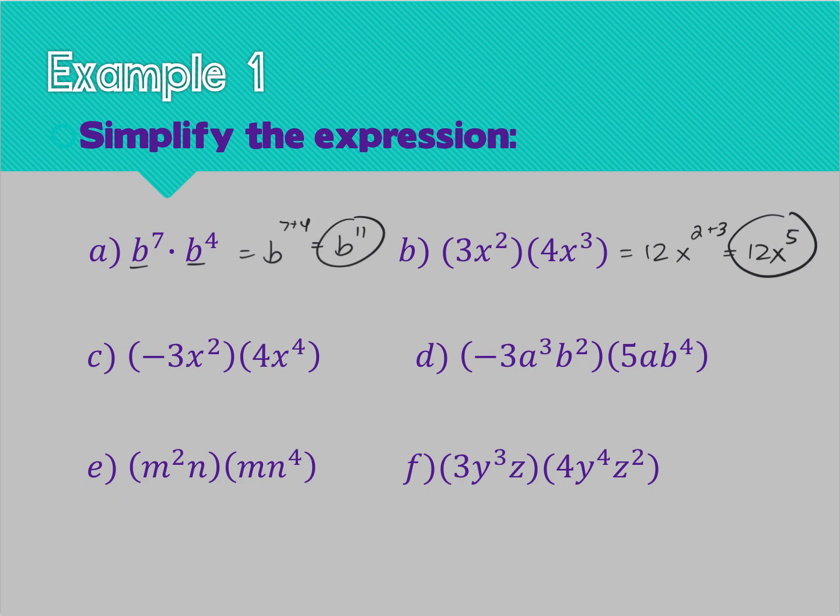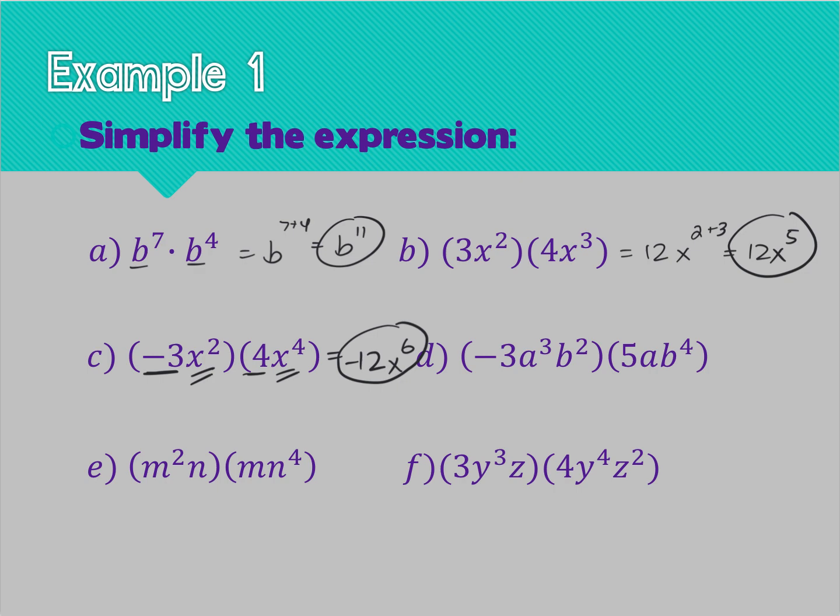So when we go to c, again, we're in the same predicament. We've got -3x squared times 4x to the 4th, but we have this coefficient. -3 times 4 is -12. And then we deal with our bases of x. We've got x to the 2nd times x to the 4th, so that's going to be x to the 2 plus 4, or x to the 6th. That'll be my answer.